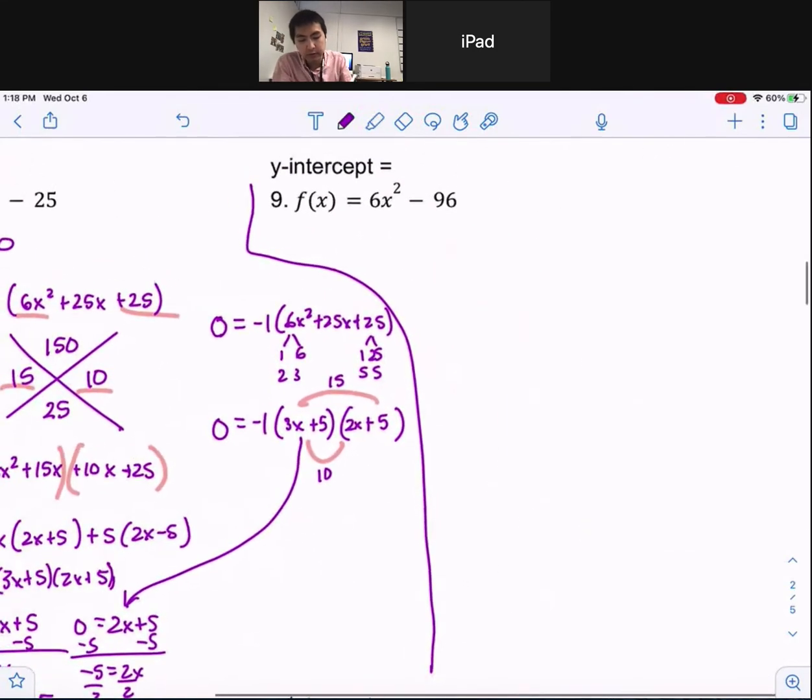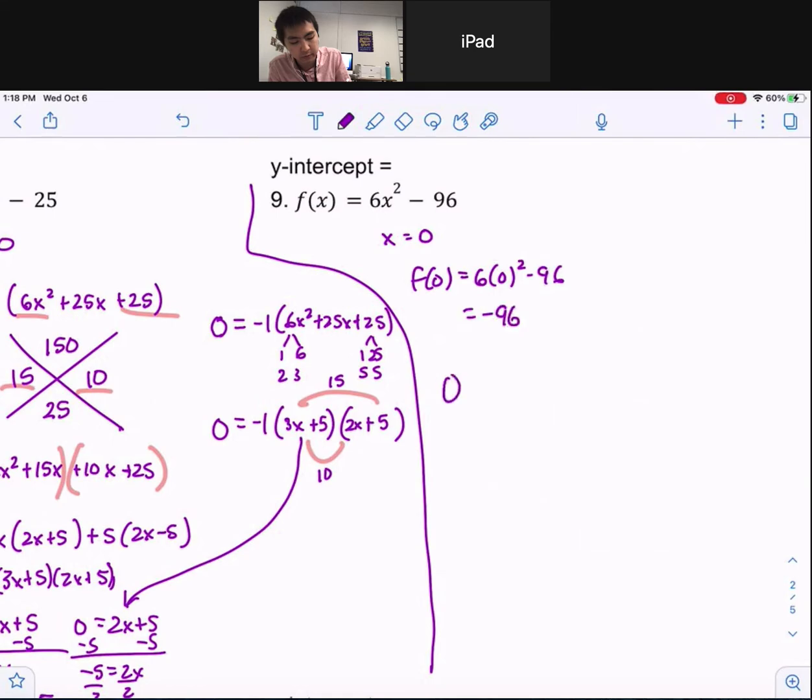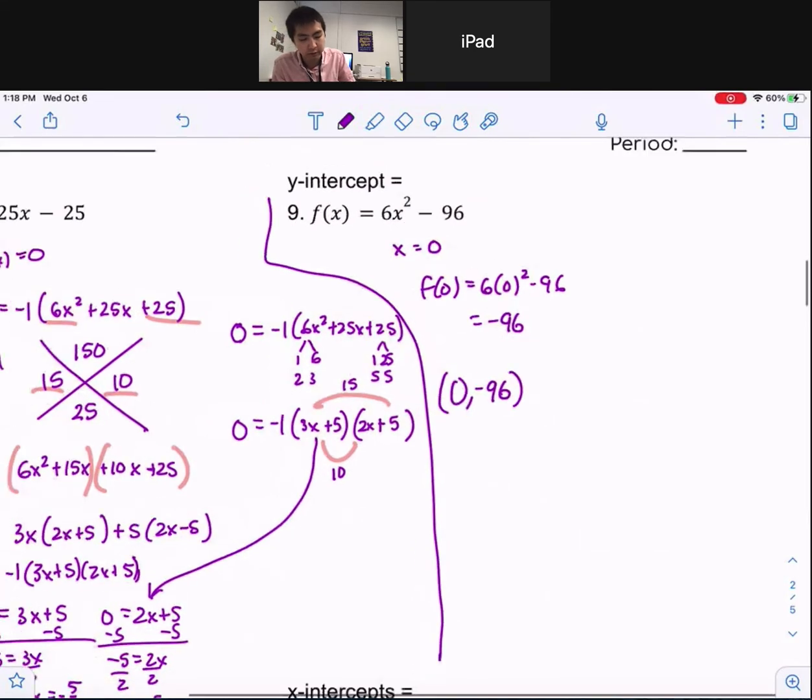And lastly, number 6, this is a difference of squares. So set f of x equal to 0. Oh, sorry, we're trying to find the y-intercept first. So for the y-intercept, set x equal to 0. And you are going to get negative 96. 0 comma negative 96 is the y-intercept.